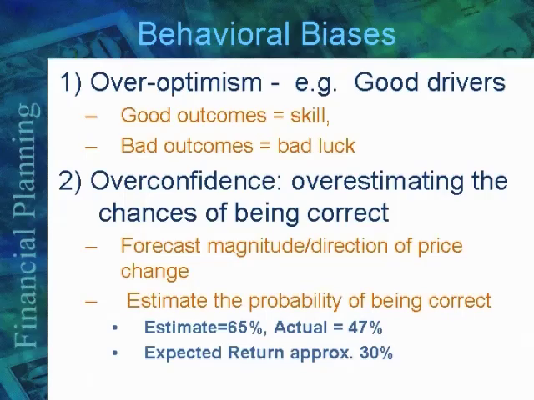So if I expect to be correct 65% of the time, my expected return in my mind is about 30% on me being right about the magnitude and direction of price changes. 30% expected return is the amount of overconfidence shown by that estimate.